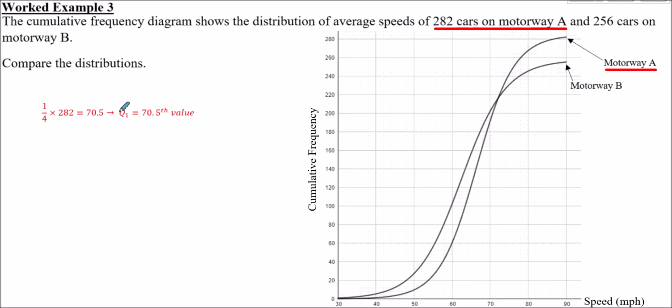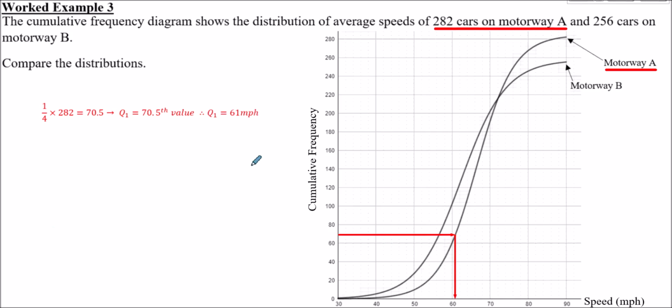To work out the lower quartile, work out a quarter of 282, which is 70.5. So Q1 is the 70.5th value. So find roughly where 70.5 would be. We can't be too accurate because the graph is very small. So we read along and go down until we get to the curve for motorway A. So we'd find something like this. And so as you can see, the speed here is going to be about 61 miles per hour, estimated.